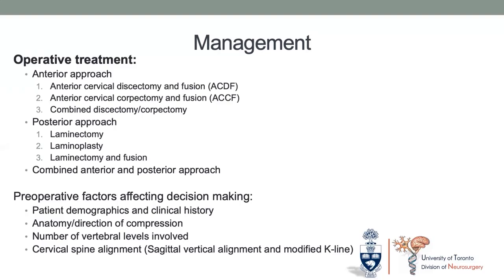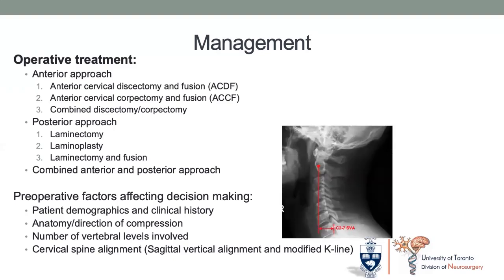There are objective radiological techniques or markers that can be used, such as the C2 to 7 sagittal vertical alignment or modified K-line that can assist the surgeon in determining the alignment of the cervical spine. C2 to 7 sagittal vertical alignment is defined as the distance between the C2 mid-vertebral body plumb line and the most superior dorsal aspect of the C7 vertebral body on lateral radiographs, and normal would be within 35 to 40 millimeters.